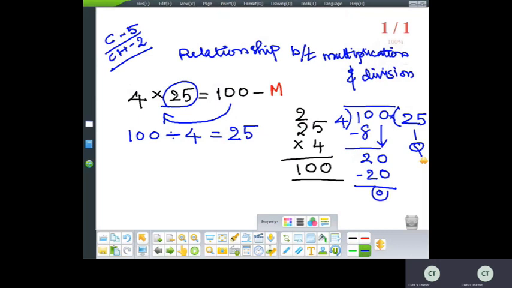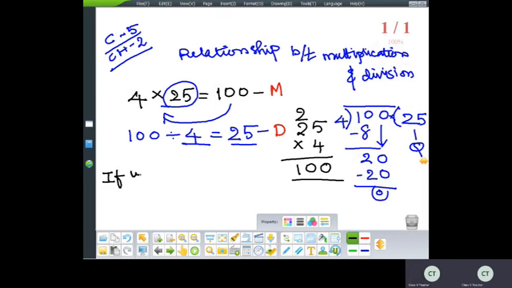So if we divide the multiplication product with any multiplicand, this is called the multiplicand, 4 here, we get another number as the result. We are getting the other multiplicand as the result. This is the relationship between multiplication and division. Is it clear, children? Understood? Okay. So let me write it in sentence form.